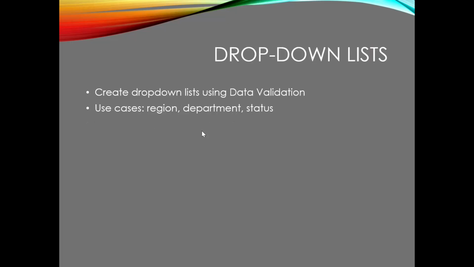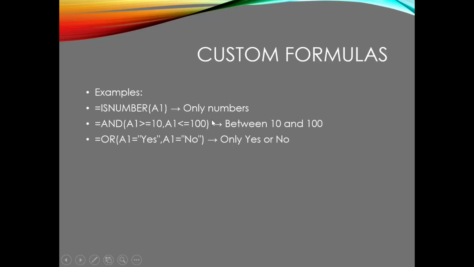Next, drop down list. You're going to make a drop down list using data validation. Suppose you want a drop down list for gender, city, country, any specific one. In that case, you're going to learn how to make a data validation list. Use cases include reason, department, status, and so on.